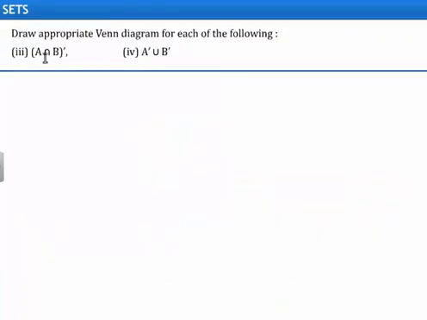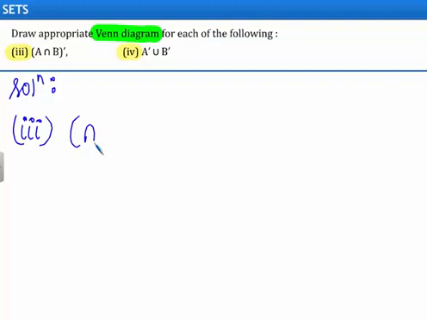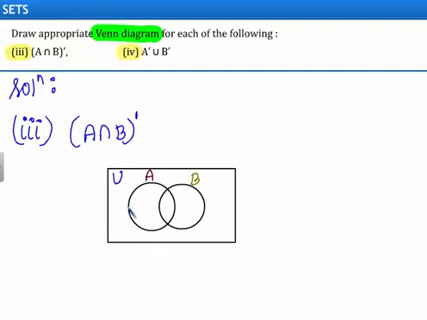In this problem, we need to draw the appropriate Venn diagram for each of the following sets. Let us see the solution. First set is complement of A intersection B. In this diagram, we have the universal set and the sets A and B.